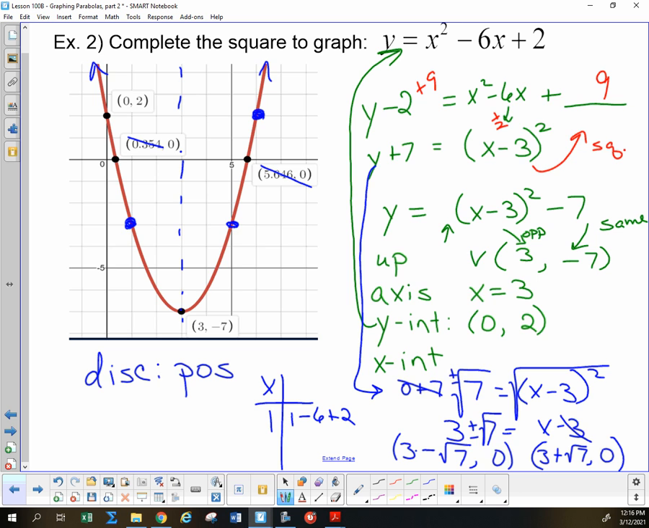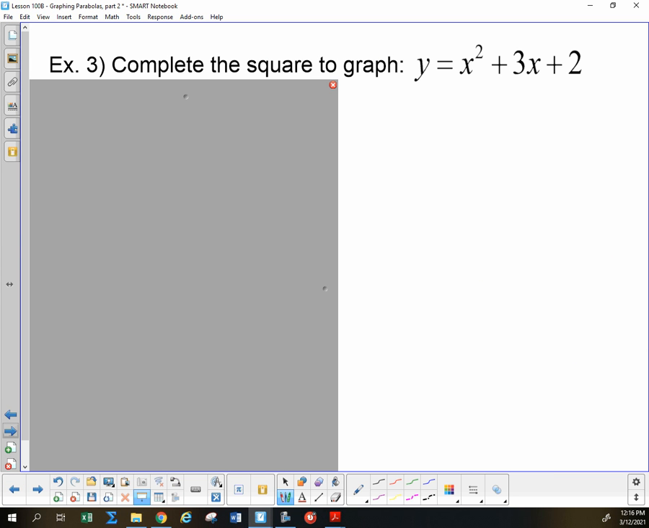Example 3 now on your papers. We need to complete the square once more with this. And again, we're going to get everything without an x on one side, so that becomes y minus 2. And we're going to have all of the x's on the other side. We know we want to complete the square, so we have a parentheses that begins with x. And we're going to end up needing to add something out there on the right to make that be a completed square. A little bit harder on this one.